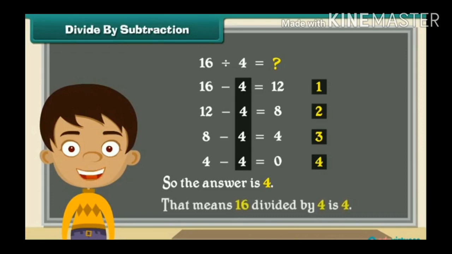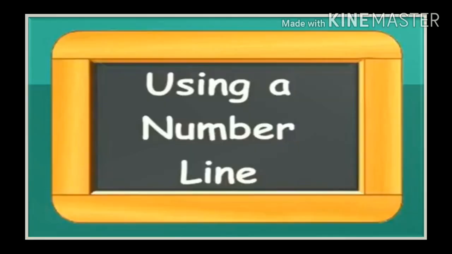Here you have to remember, we have to do subtraction until we get 0. And after that we'll count how many times we have subtracted 4, so we get 0. So count with me 1, 2, 3 and 4. So the answer is 4. That means 16 divided by 4 is 4.